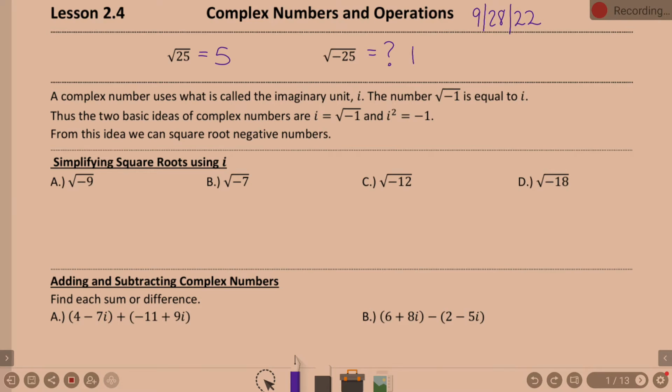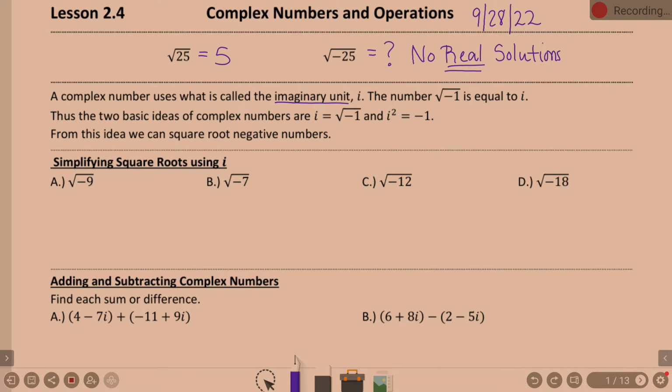Up until this point in your lives, we have said that there are no real solutions, correct? The calculator gives you an error. We just say we can't do it. No real solutions. Until today. Today, we are learning about complex numbers. And complex numbers involve something called the imaginary unit. We're learning about imaginary numbers today.